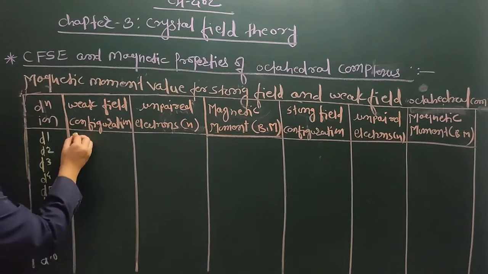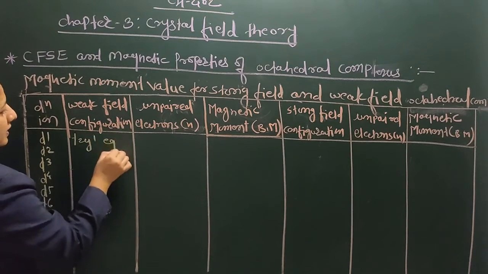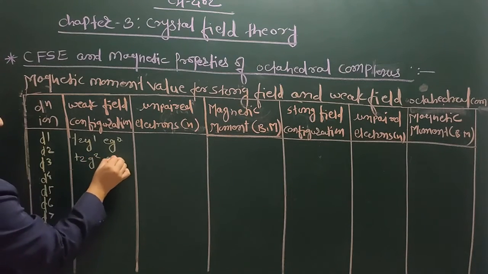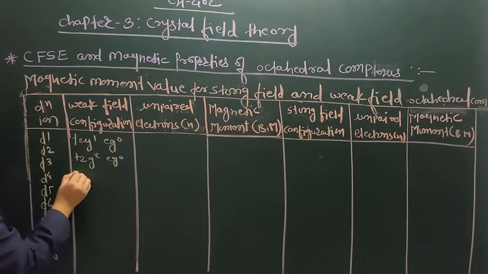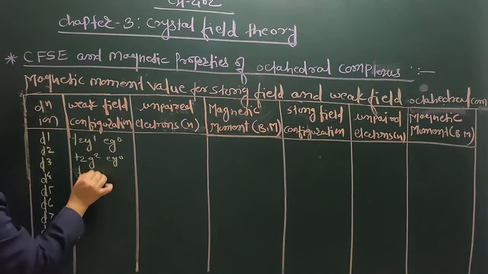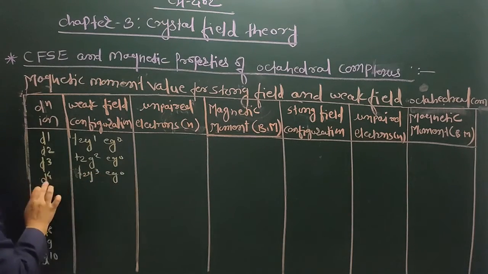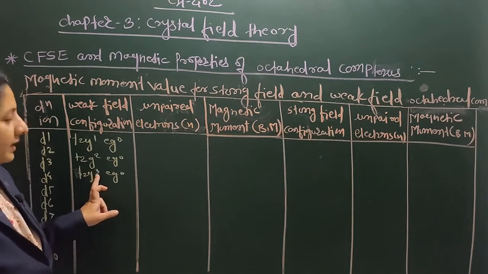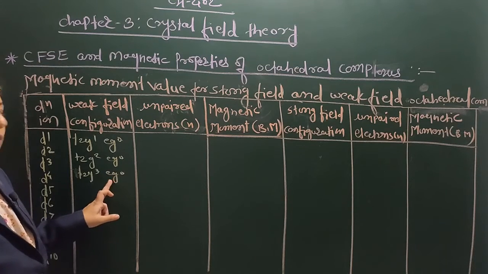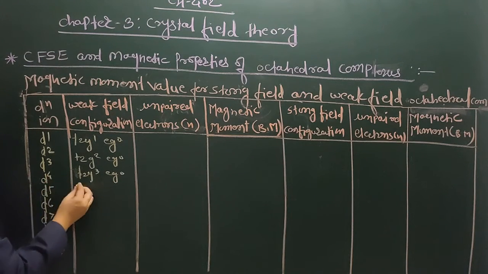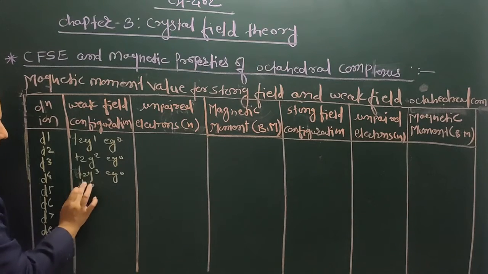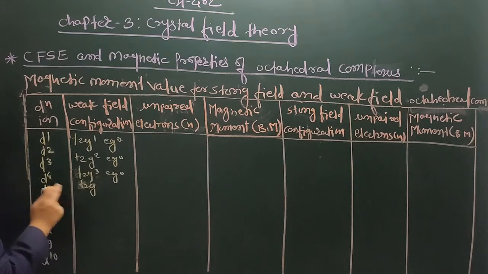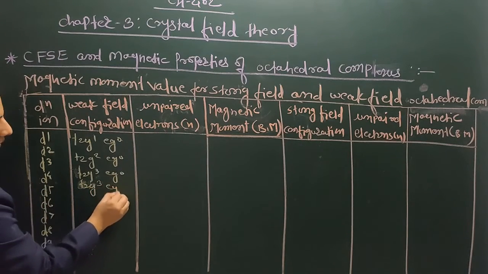The configuration for d1 is t2g1, eg0. For d2, t2g2, eg0. For d3, that is t2g3, eg again 0, because the electron will not enter into eg, as there will be no availability of electron. Now for d4, there will be t2g3 and eg1.